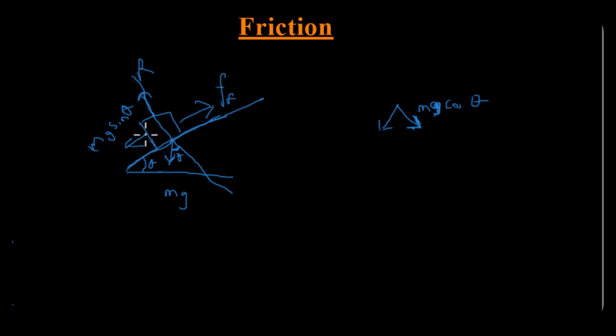Then I can put my frictional force in this direction. But this only works if my object is sliding down. If I'm applying a force upward, then my mg sine theta will be in the opposite direction, and then my friction fs will be in the opposite direction. I hope this makes sense.